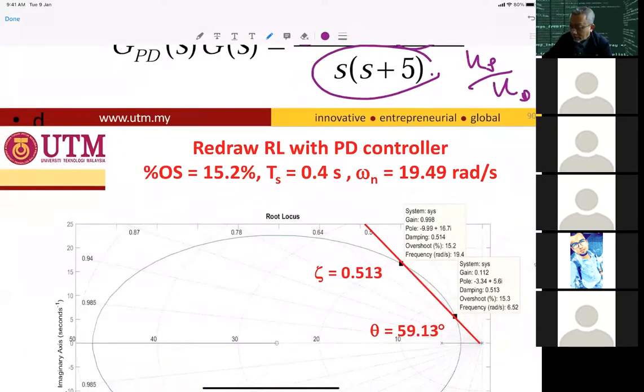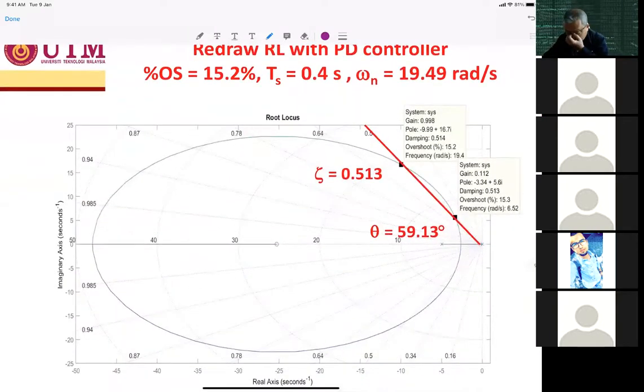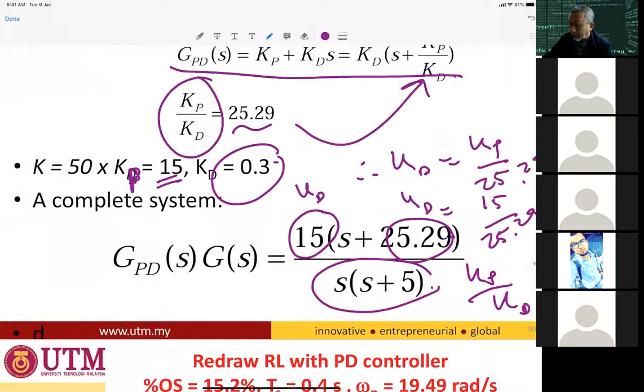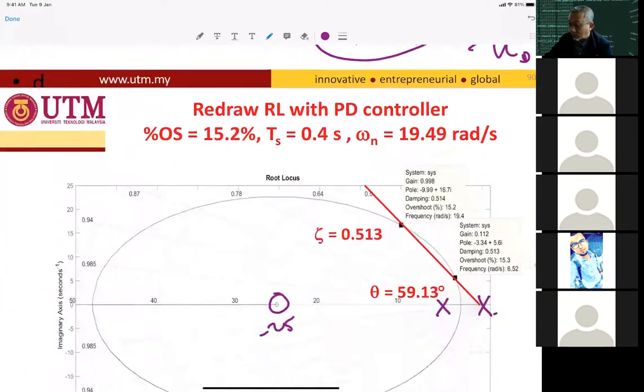Then we redraw the root locus again with the PD controller. The poles at zero and your minus 5 are the open loop poles, and your zero at minus 25.29 is somewhere here.